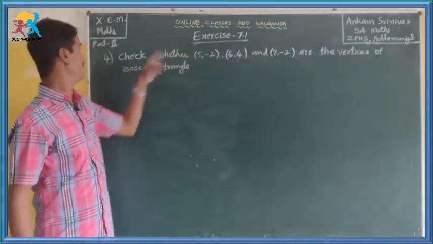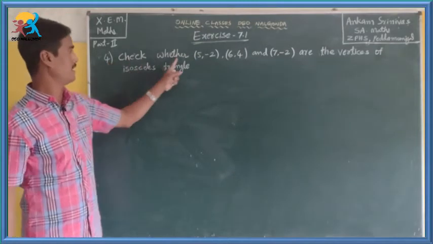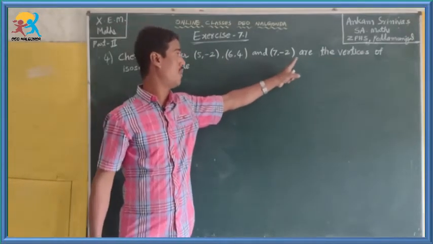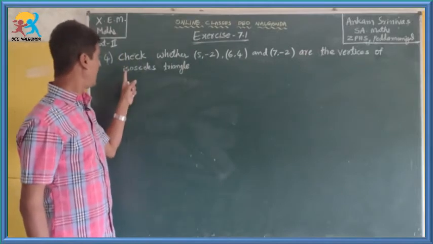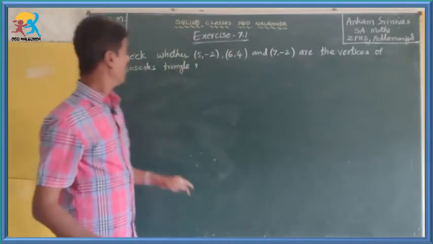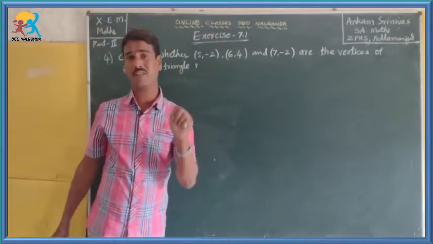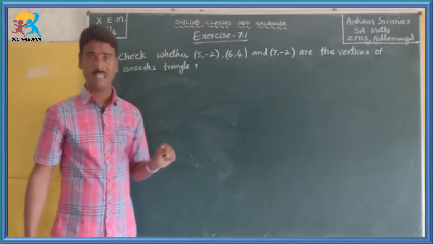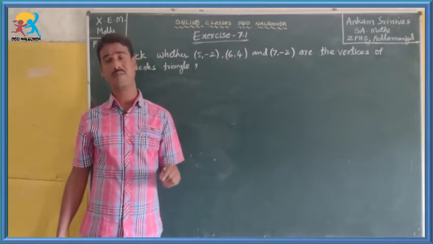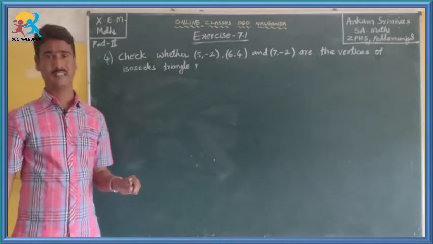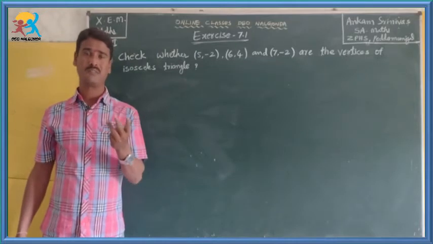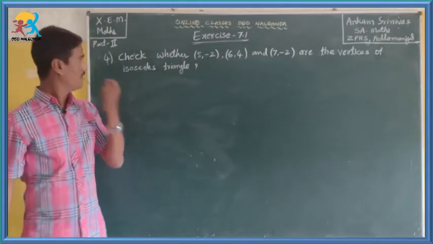Now you see exercise 7, fourth problem. Check whether (5, minus 2), (6, 4) and (7, minus 2) are the vertices of an isosceles triangle. Now we have to prove this. To check an isosceles triangle, what is the meaning of an isosceles triangle? In a triangle, if the lengths of any two sides are equal, then it becomes an isosceles triangle. A triangle has 3 sides. If we show the lengths of two sides are equal, then it becomes an isosceles triangle.